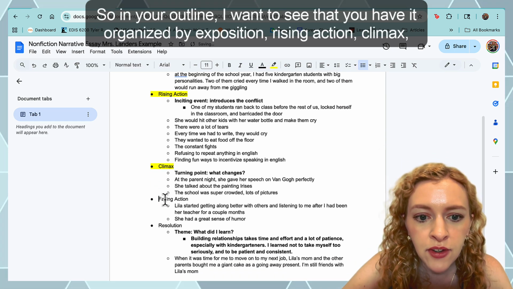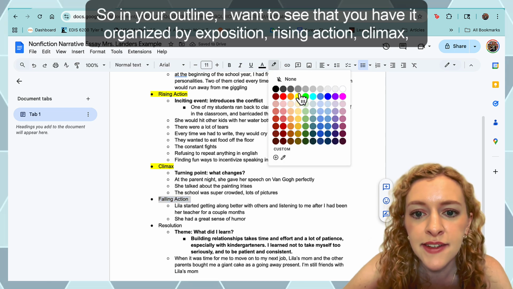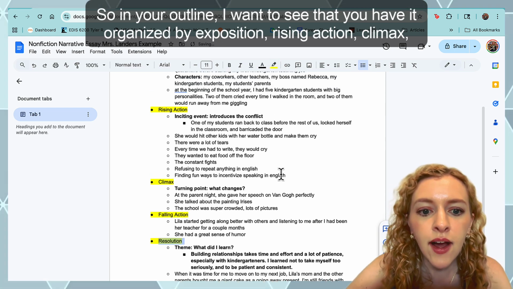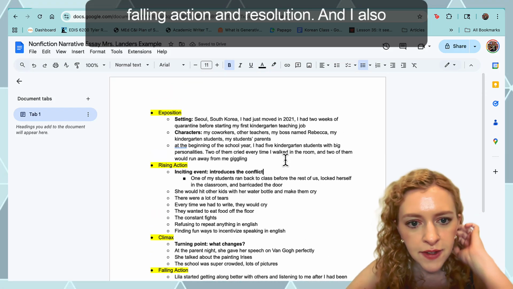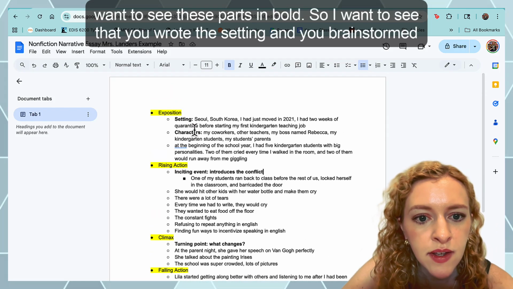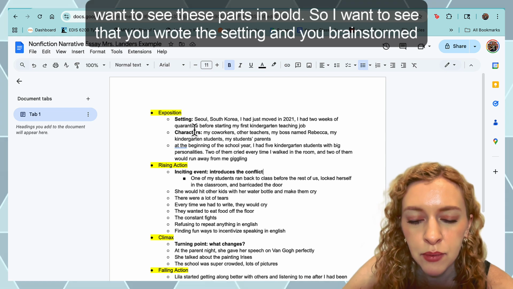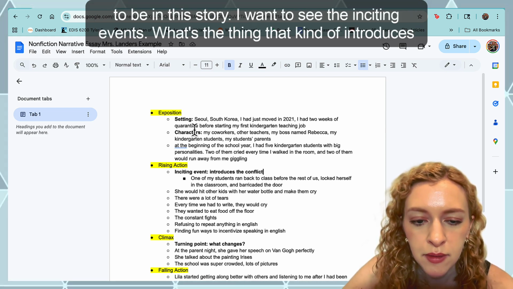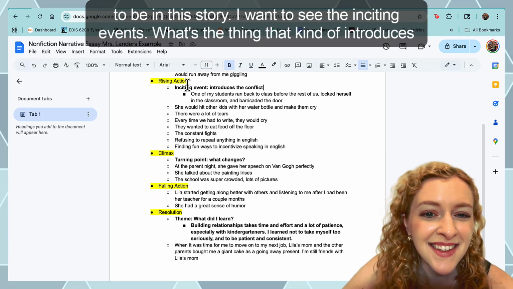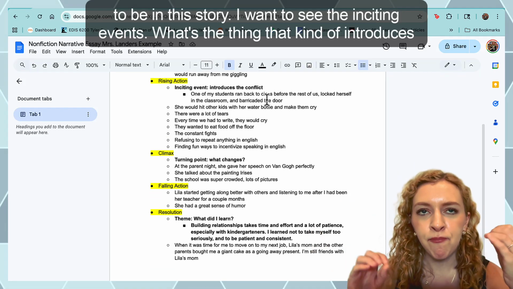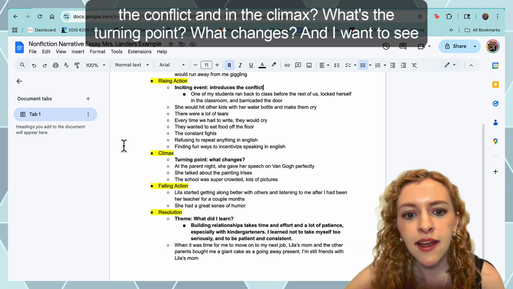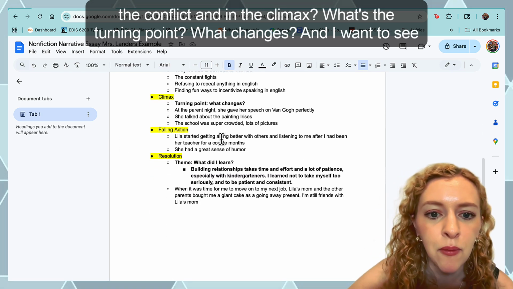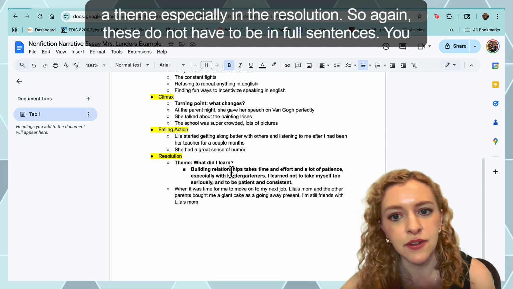So in your outline, I want to see that you have it organized by exposition, rising action, climax, falling action, and resolution. And I also want to see these parts in bold. So I want to see that you wrote the setting and you brainstormed it. I want to see that you wrote the characters and you brainstormed who the people are going to be in this story. I want to see the inciting event. What's the thing that kind of introduces the conflict? And in the climax, what's the turning point? What changes? And I want to see a theme, especially in the resolution.